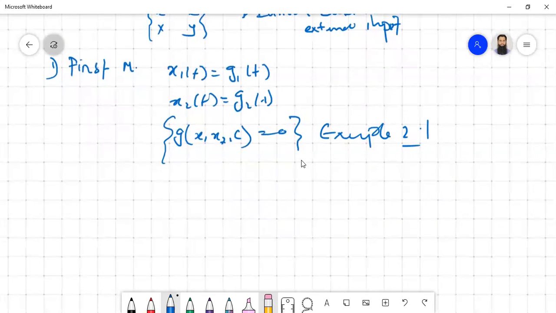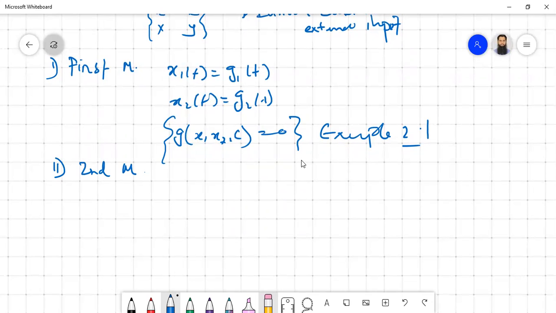So the next method is pretty straightforward. The second method is straightforward. What you have to do is, once you know the two equations, you just divide one by another.